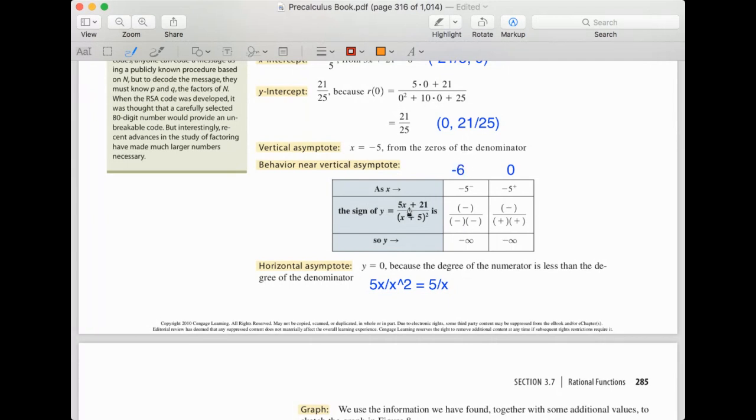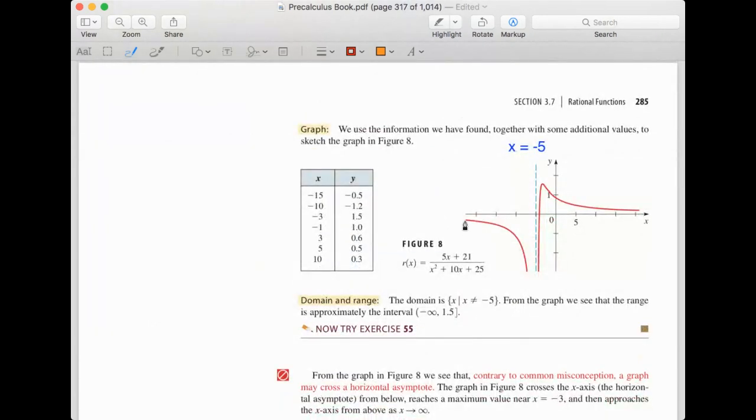So let's put negative 6 in. 5 times negative 6 is negative 30, plus 21, that's a negative value. Negative 6 plus 5 is a negative value, but it is squared, so it becomes positive. Negative divided by positive is negative, so the y value is negative. By doing so, we know the graph is below the horizontal asymptote y equals 0. Because the y value we evaluated in this interval is negative, the graph stays down here.